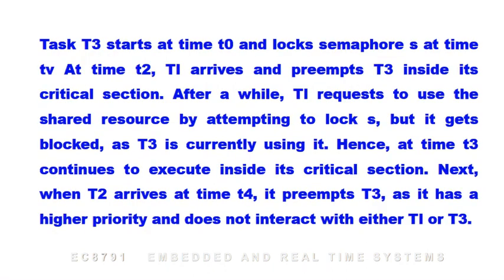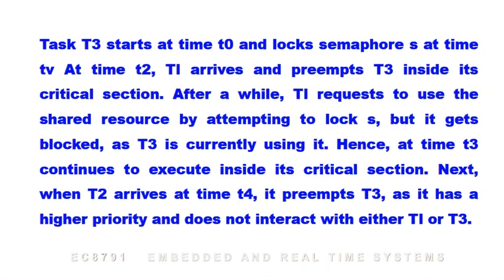Task T3 starts at time T0 and locks semaphore S at time T1. At time T2, T1 arrives and attempts to preempt T3 inside its critical section. After a while, T1 requests to use the shared resource by attempting to lock S, but it gets blocked as T3 is currently using it. Hence, at time T3, T3 continues to execute inside its critical section.